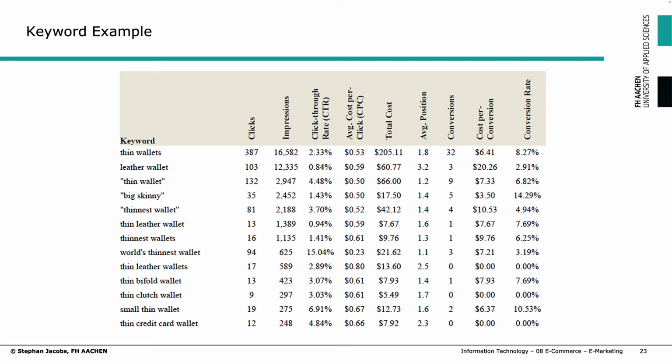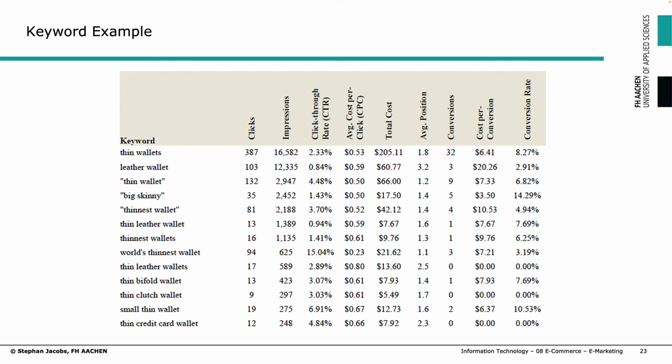Let's have a look on an example company. There's a company called Big Skinny, which produces and sells thin wallets over the internet. So one of the key characteristics is that these wallets are very thin. And you can see that they have bid for several keywords: thin wallets, leather wallet, thin wallet, "big skinny" in quotation marks, thin leather wallet, thinnest wallets, and so on and so on.